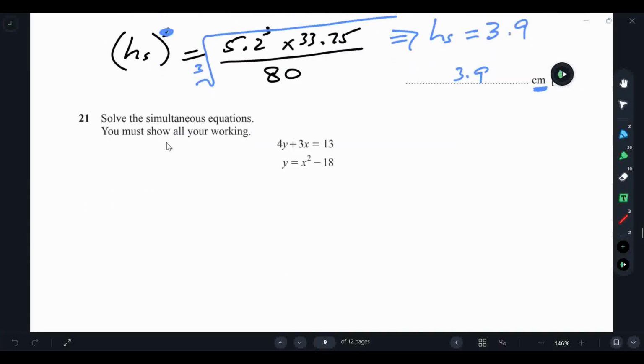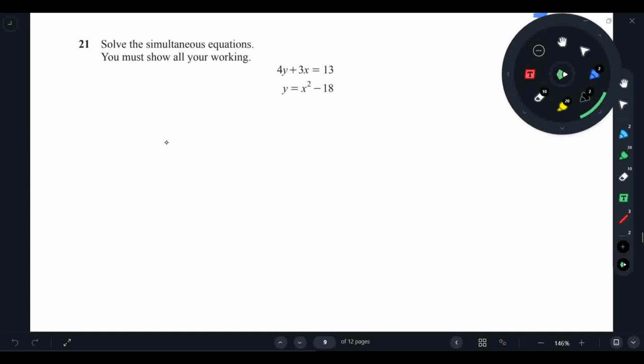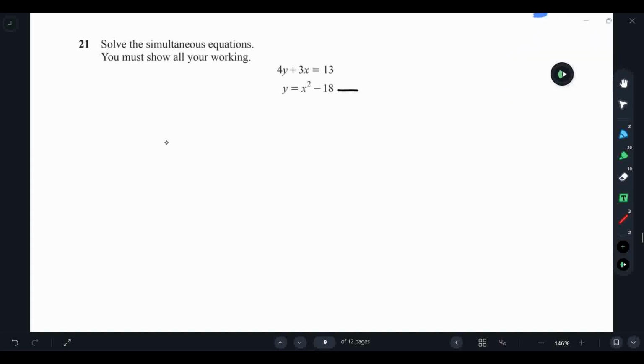Let's move to question number 21. Now in question number 21, solve the simultaneous equations. You must show all your working. So what we need to understand, this one is, let's say, equation 1. This one is equation 2. So what we need to do, we need to solve it simultaneously.